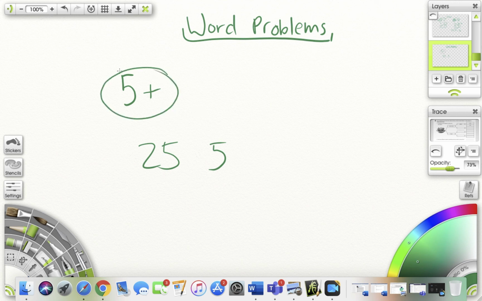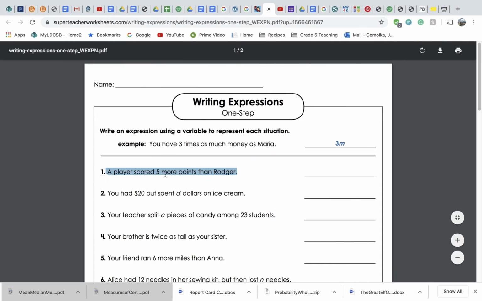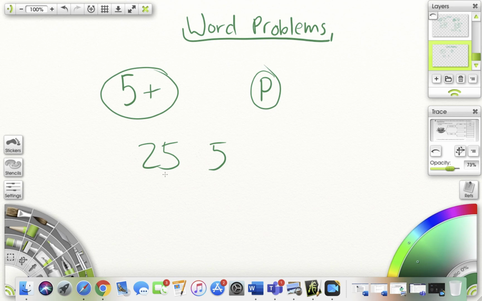What letter could I use for the variable? I could just use P for points. So the number of points that player scored is 5 more points than Roger. So P is the number of points that Roger has, and then plus 5 signifies the amount of points that the player has.